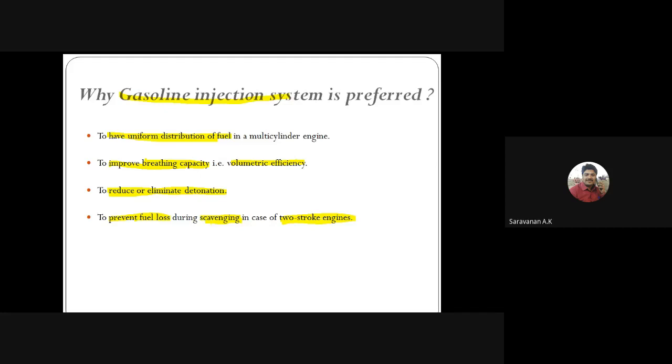Then here we have different types of gasoline injection systems, that we can see.